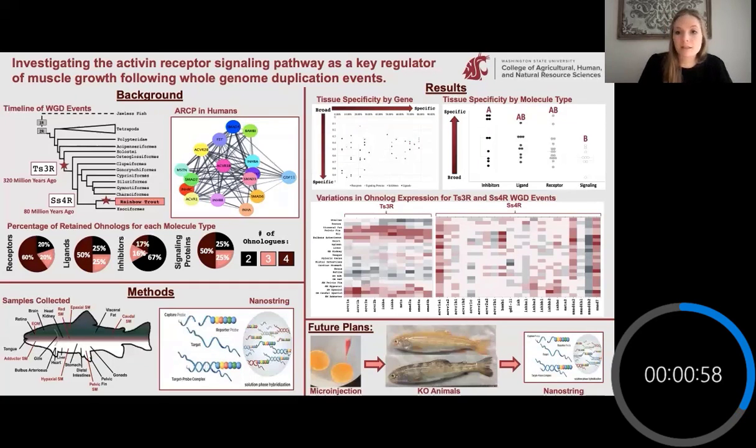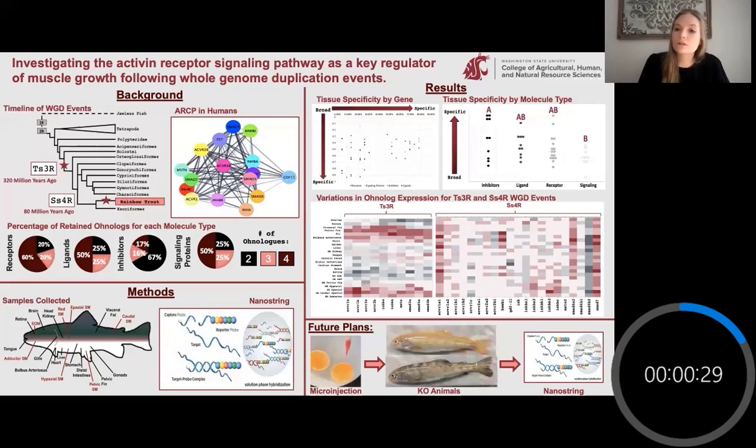In addition to comparing the expression across molecule types, we wanted to assess how the ohnologs were evolving in relation to each other. So when looking at the Ts3R ohnologs, there is no clear pattern within the ohnologs themselves, but there is a pattern across tissues. Now, this could show that over time, the tissues have specialized to one set of ohnologs over the other, such that the receptor, ligand, and signaling protein are all from the same origin. In direct contrast, when we look at the Ss4R ohnologs, there's a very clear dominant form for most genes.